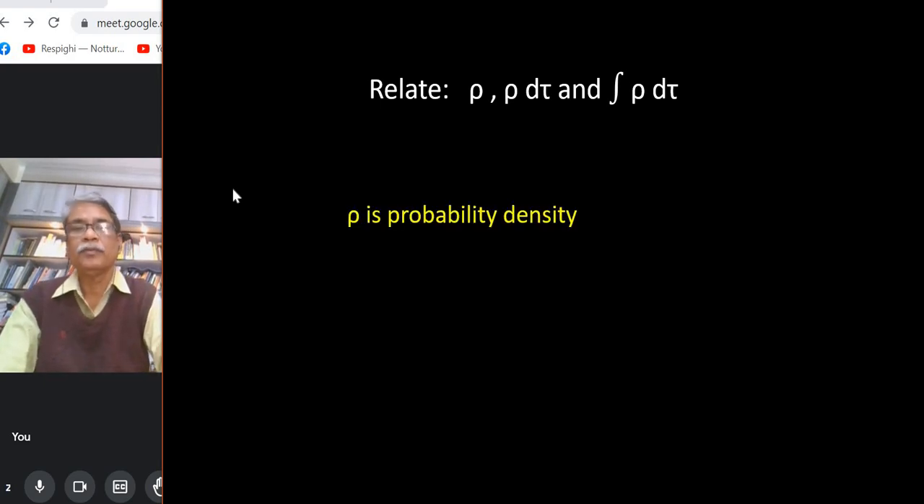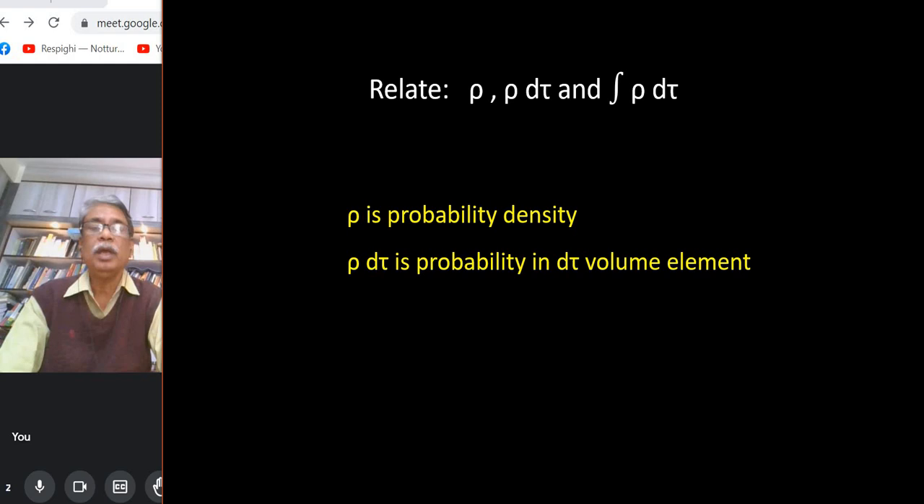What is what? As we know, rho is probability density. Like mass density, mass by volume, it is probability by volume that is probability density. So if you multiply density and volume, you get mass in the case of mass density. Similarly, if you multiply probability density by volume element, it would give you the probability. Now probability where? Not at a point, but in a small volume element d tau.